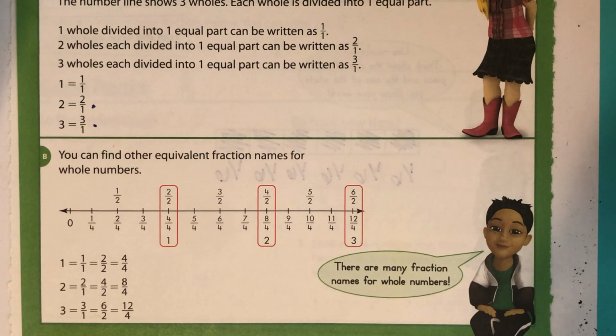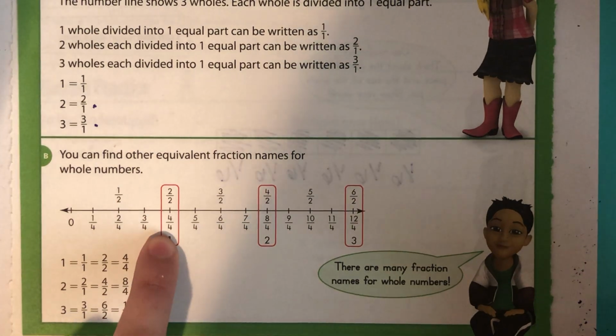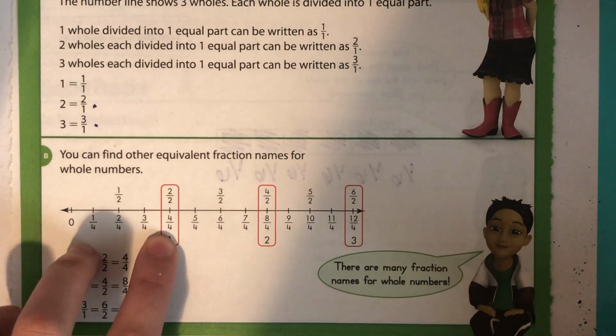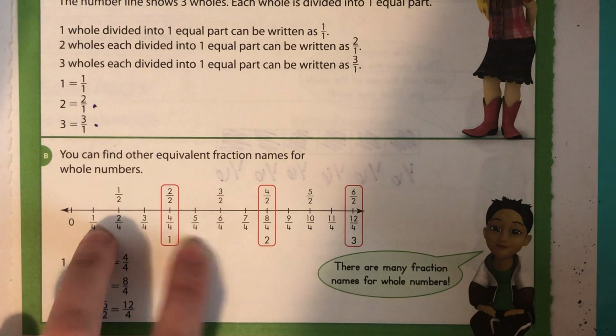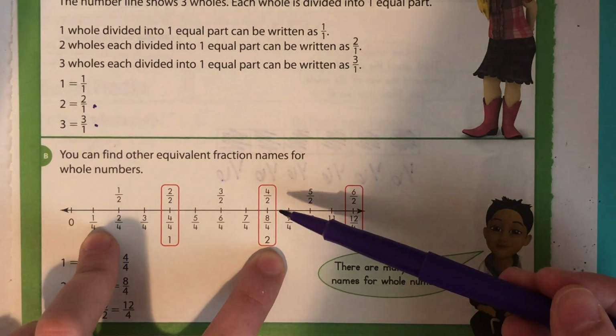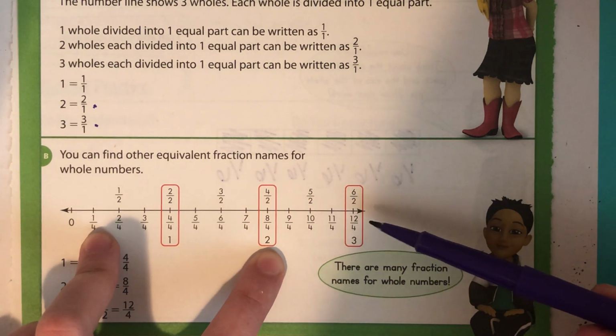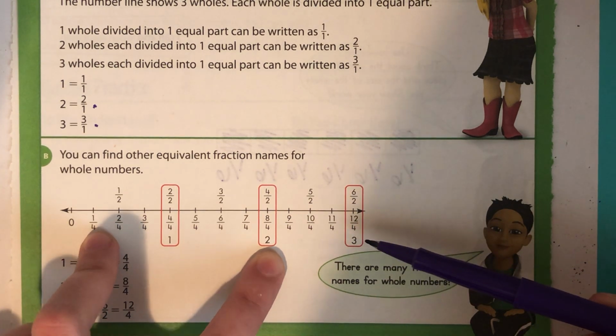You can find other equivalent fraction names for whole numbers. So as we've talked about before, anything over itself is always 1, 4/4, 3/3. As we look further down the number line, we see that 2 is going to be equal to 8/4. 8 divided by 4 equals 2. 12/4, 12 divided by 4 equals 3.